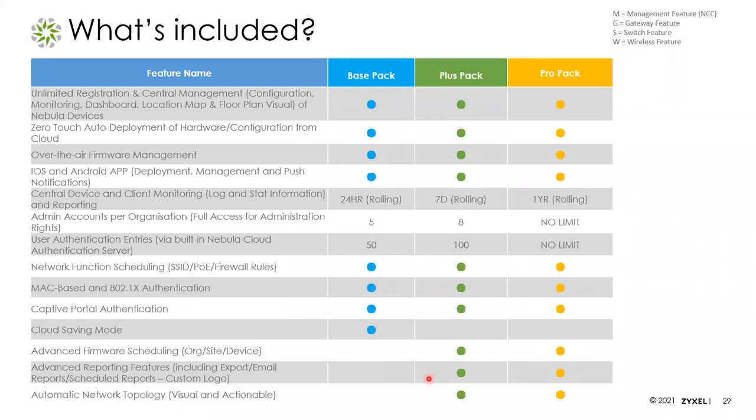Plus and Pro also unlock emailed reports. So we have the ability to generate these reports which show what's going on the network and then email them out periodically. You can add your own branding to those reports. So you can have them automatically sent out to your customers to show what you've been doing and what's been going on on their networks. That's something that requires the Plus or the Pro pack. And then we have this cool auto network topology view, which I'll show you in an upcoming slide.